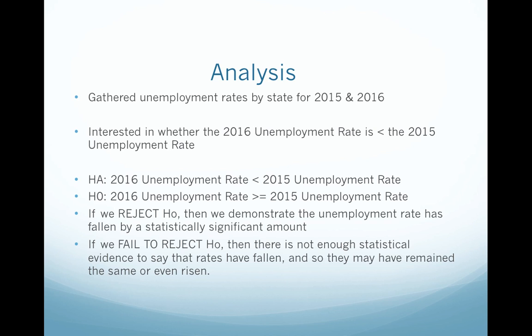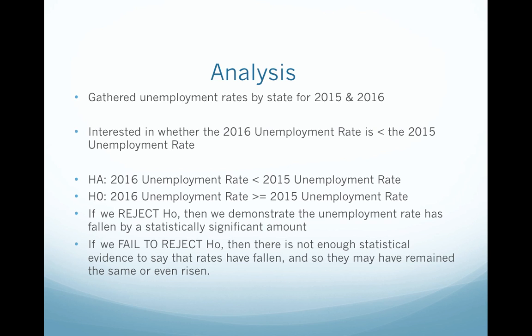So our alternative hypothesis is that the 2016 unemployment rate is less than the 2015 rate. Therefore, our null is that the 2016 rate is greater than or equal to the 2015 rate, and so we would hope to reject that hypothesis. If we reject that hypothesis, then we demonstrate that the rates have fallen by an amount that is enough so that we could say that it's statistically significant.